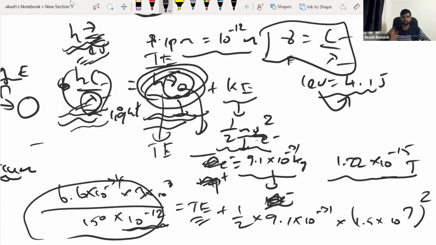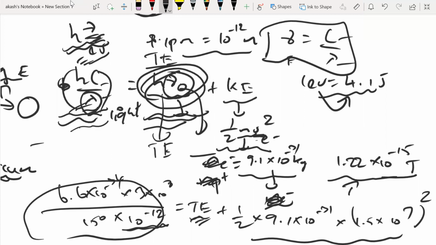If you do all these big calculations, you will get the answer as 1.22 into 10 to the power minus 15 joules. And this kind of question, if it comes, will definitely come for 3 to 5 marks, because even though the formula is very simple, it takes a lot of calculation.